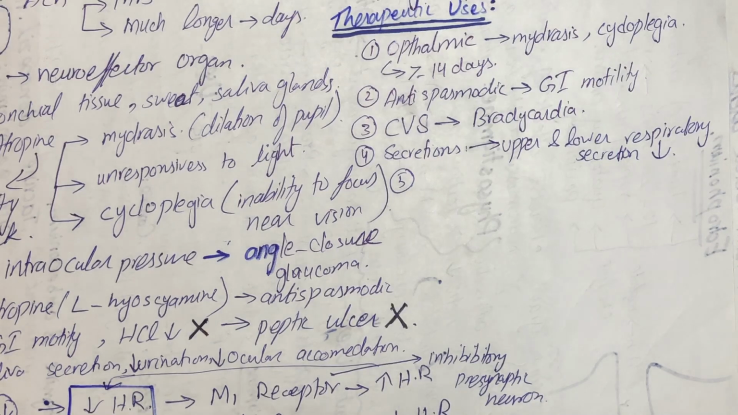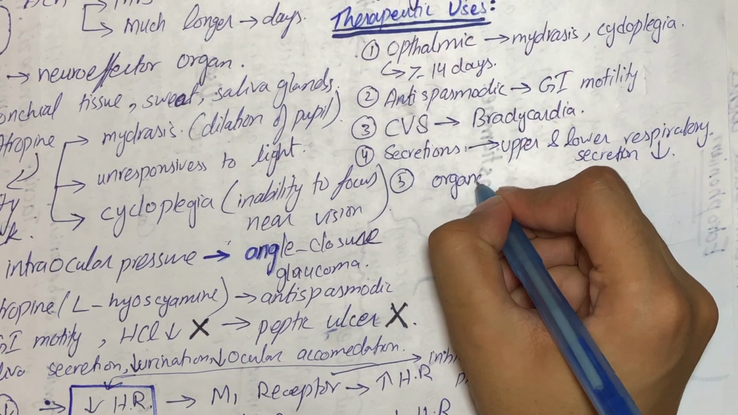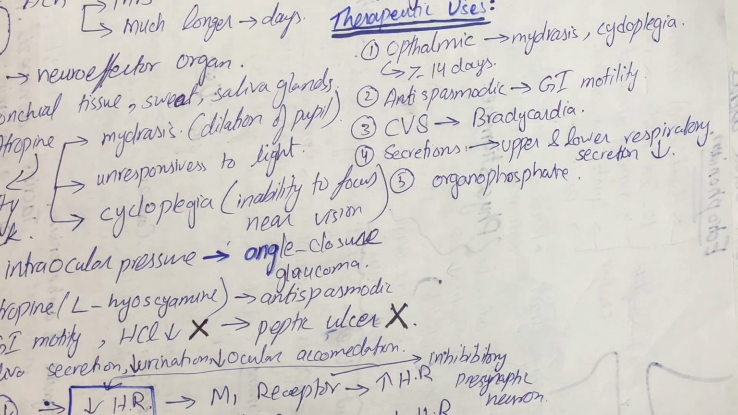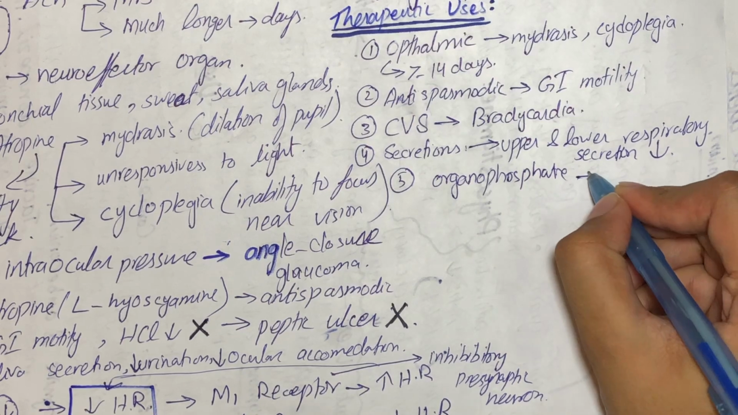The fifth and most important use of this drug is that atropine is used to treat organophosphate poisoning. If you haven't watched the video related to organophosphate toxicity or overdoses, you have to go to my channel and watch it first, because it is a very important topic. In organophosphate poisoning, what happens is that there is an increase in the concentration of cholinergic responses going on in our body. Therefore the patient is going through a cholinergic crisis. So for that we can use atropine as treatment.